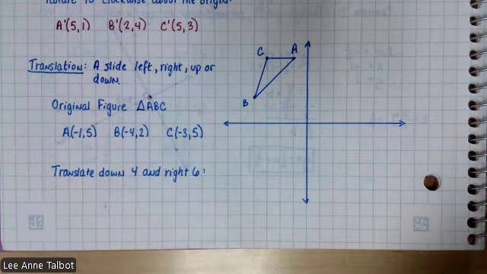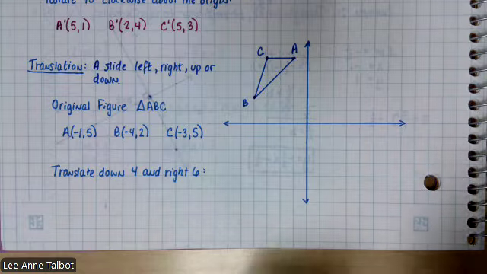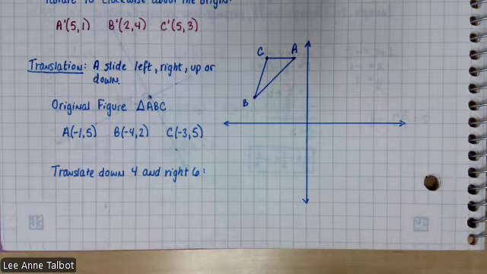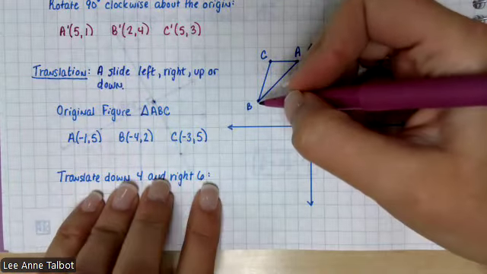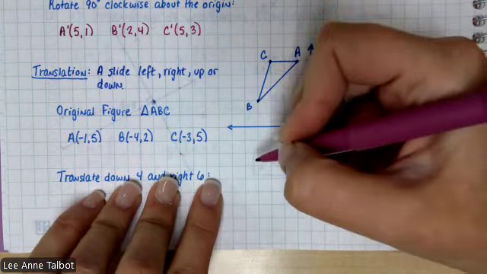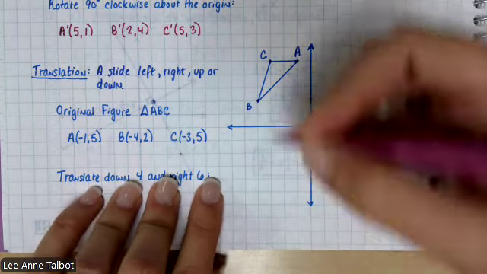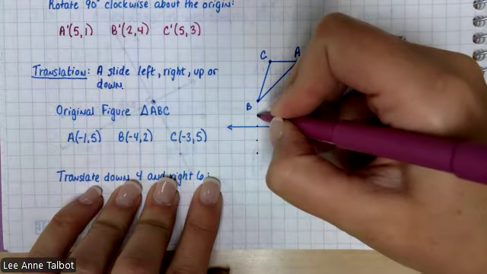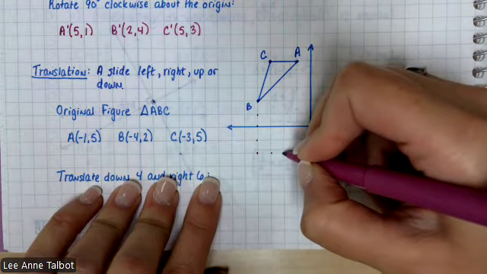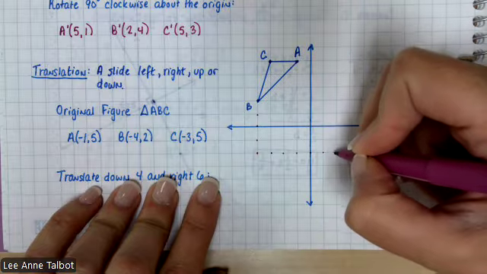Okay, so let me draw this triangle for the last time. Red pen, Mrs. Talbot. Yeah, I got it now. Okay, down four, right six. I'm going to start with V, the bottom one. I'm going to go down four, right six, and make my new B. 1, 2, 3, 4. 1, 2, 3, 4, 5, 6.